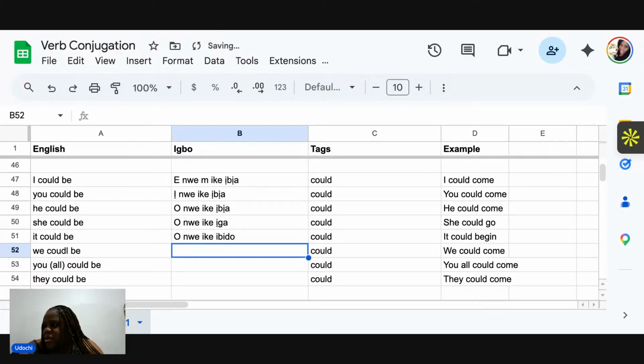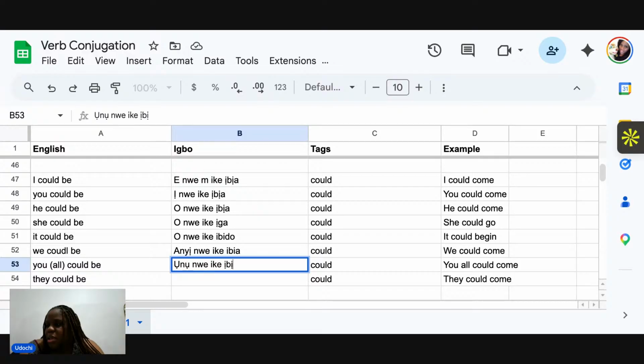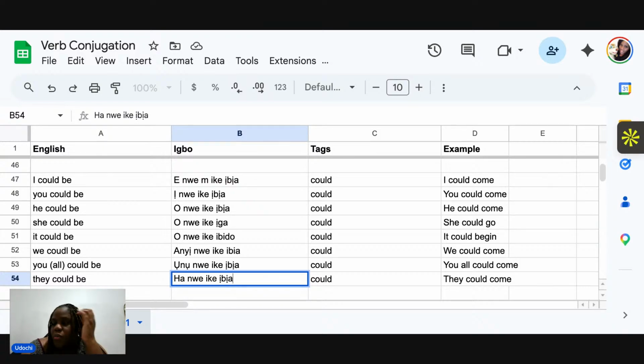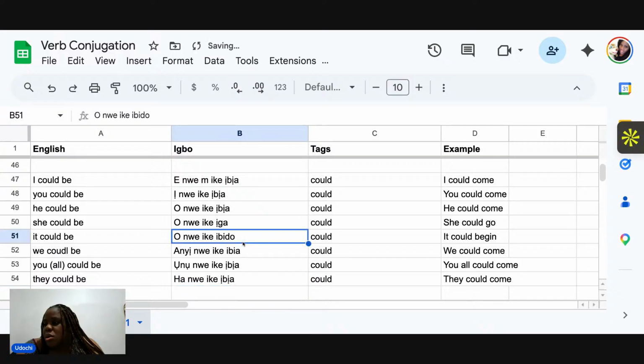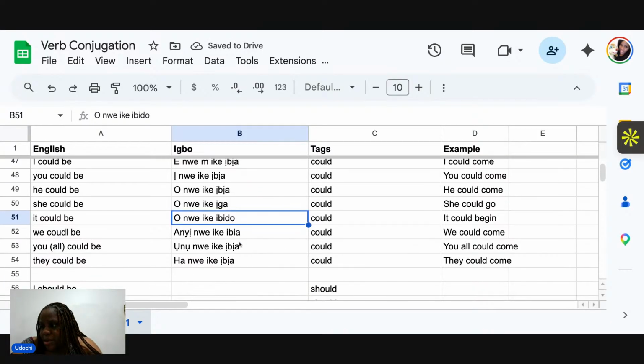If it could begin, we could come. Anyị nwere ike ịbịa. You all could come. Unu nwere ike ịbịa. They could come. Ha nwere ike ịbịa. Cool. So that is could. Nwere ike is could or can.